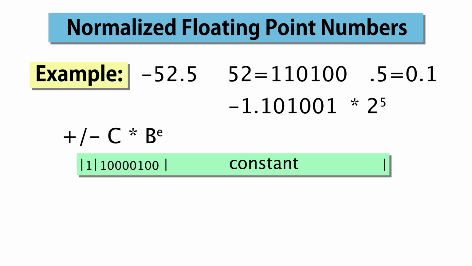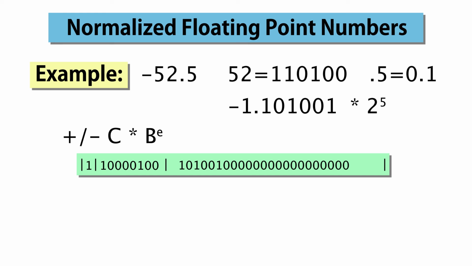We'll also need to pad to 23-bit positions. Since the number we're storing has a terminating binary expansion with fewer than 23 bits, we pad with 0 in this case. If this had been a repeating binary, or had more than 23 significant bits to the right of the binary point, we'd have rounded the result to fit in 23 positions, using whatever rounding mode was specified. The result in our case is shown here. This is the 32-bit float representation of the decimal number minus 52.5.